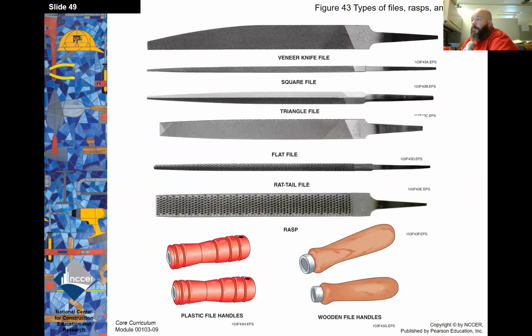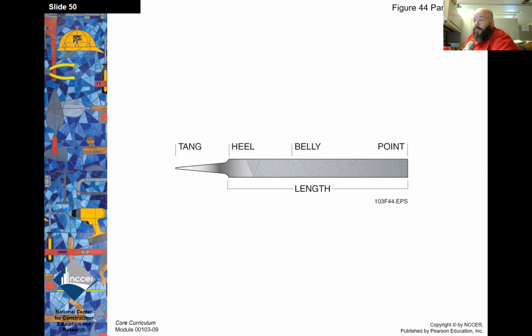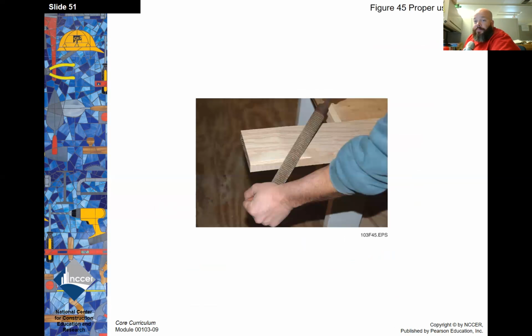Okay, different types of files or rasps. You can see the different ones shown here. A couple of things when using a file. You always want to make sure that there's a handle on the file. If not, the tang, which we'll go to this picture now, can actually be pushed right through your hand. So it's important that there's a handle on there. If there's no handle, don't use it.